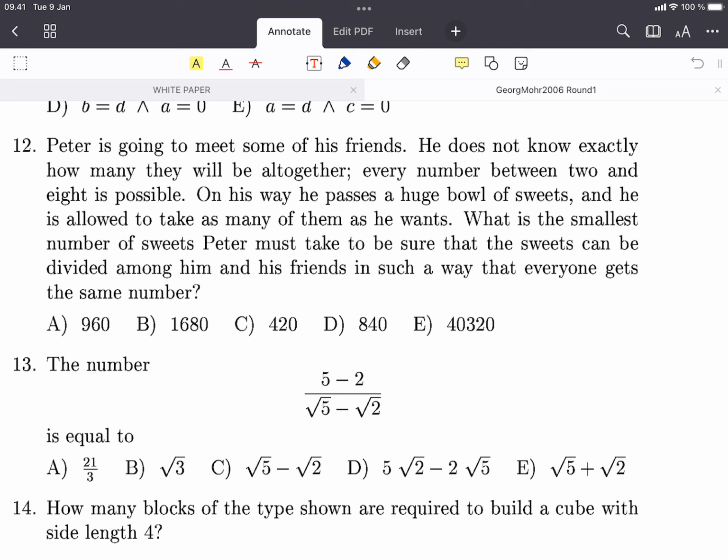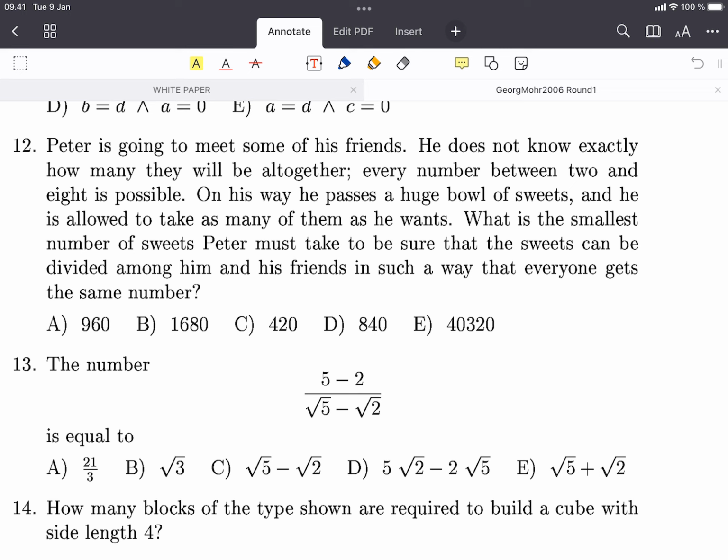I'm looking at question 12 of the Georg Mohr maths contest, round 1 from 2006. It says Peter is going to meet some of his friends. He does not know exactly how many they will be altogether. Every number between 2 and 8 is possible. On his way he passes a huge bowl of sweets, and he's allowed to take as many as he wants.